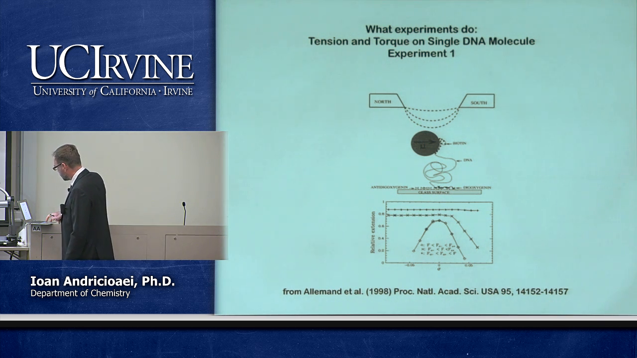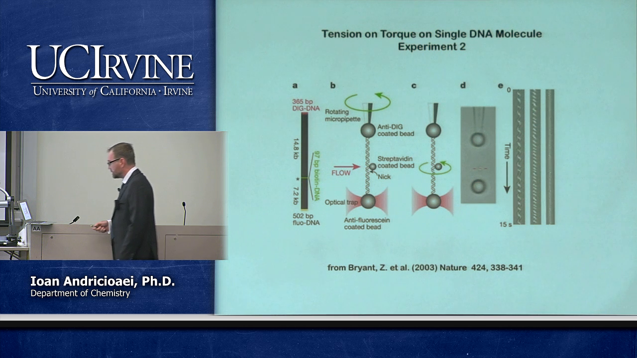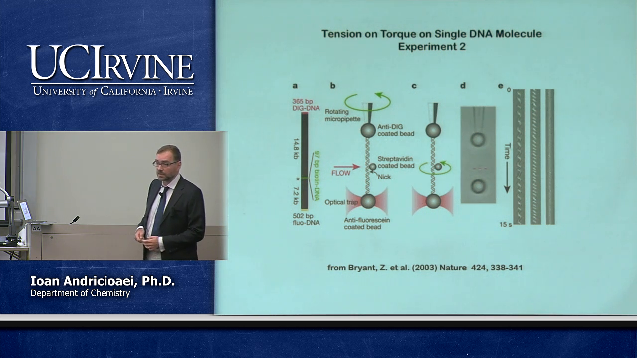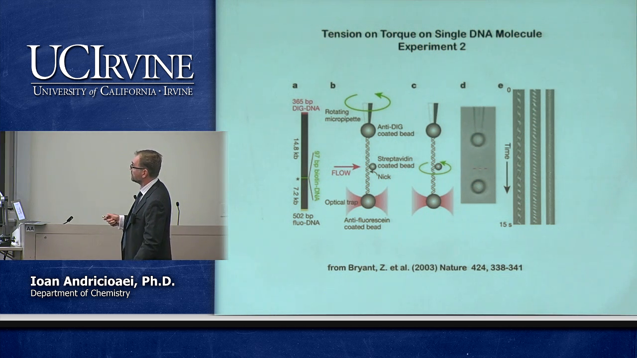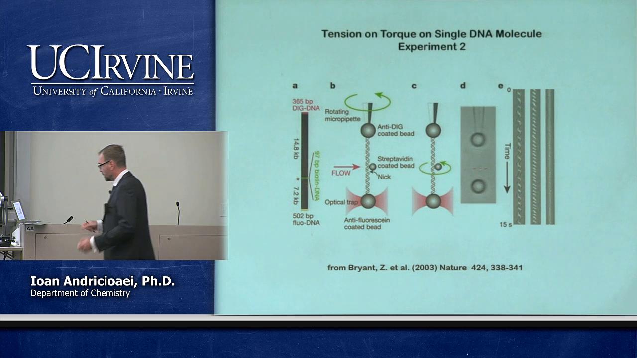Another kind, this was by Ben-Simon and Croquette in Paris. A similar experiment, but involving optical tweezers, was performed by Carlos Bustamante and his collaborators at Berkeley. But the idea is the same, to twist and pull DNA.